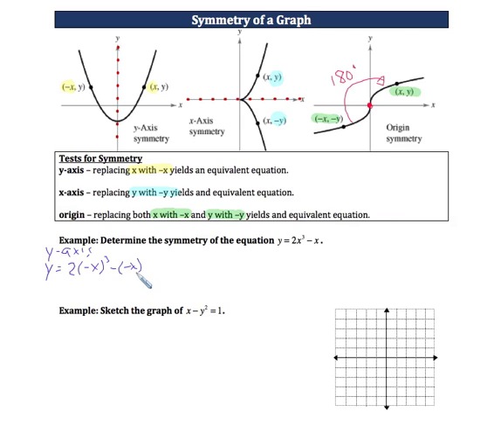Now at this point, we want to go ahead and simplify this equation and see, is it the same as our original? So here when we cube a negative, it stays negative, right? So this could be rewritten as negative 2x cubed, and then negative negative x becomes positive x. Now compare that with the original. Are they the same? No. So it does not have y-axis symmetry. So let's try it for x-axis.